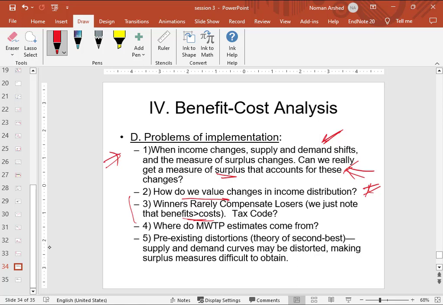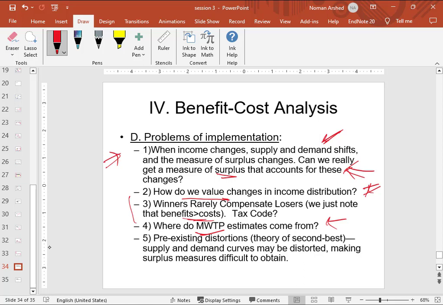Sometimes they have the power, either they are the ruling party, or they can just bribe their way out of it, or they are too rich that the compensation is not equal to a justifiable amount. Where do MWTP estimates come from? That was willingness to pay. So how do we calculate the willingness to pay? This is also an issue. हमने वो पिछले chapters में भी discuss किया कि जी the compensation method and willingness to pay method में issue था.